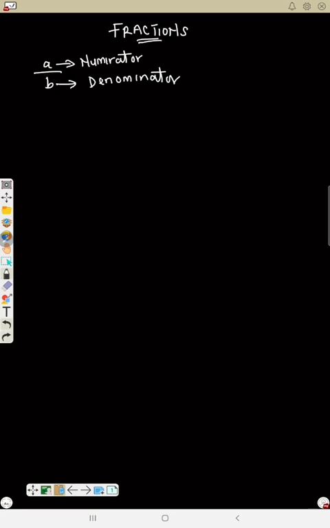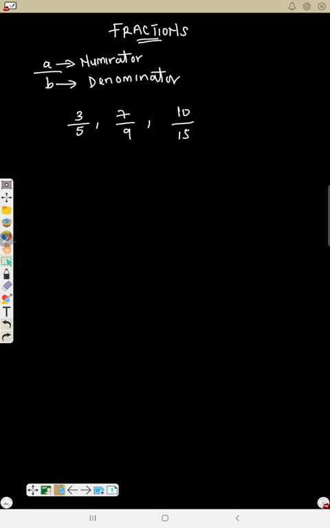Now, when the numerator is less than the denominator, the number is said to be a proper fraction. Examples are 3 over 5, 7 over 9, 10 over 15. What do you notice in all these numbers? The numerator is less than the denominator. Then all these fractions are proper fractions.